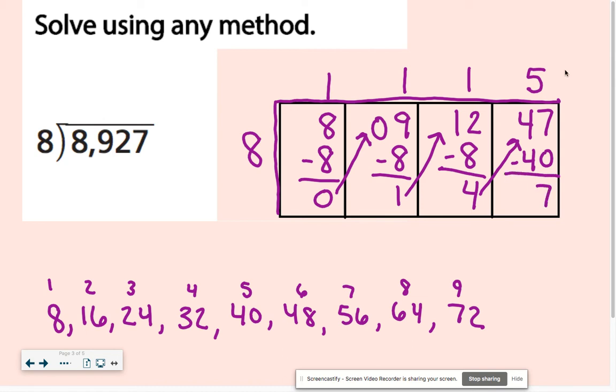And we get 7. 7 is our remainder. So our answer is 1,115, remainder 7. Using the count bys, the multiples, definitely can help you.